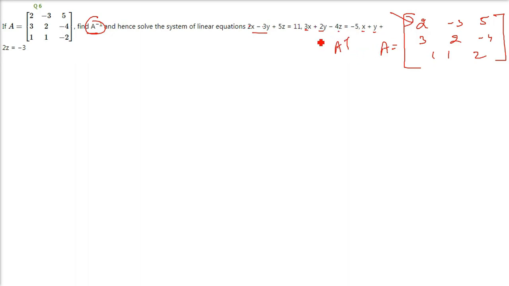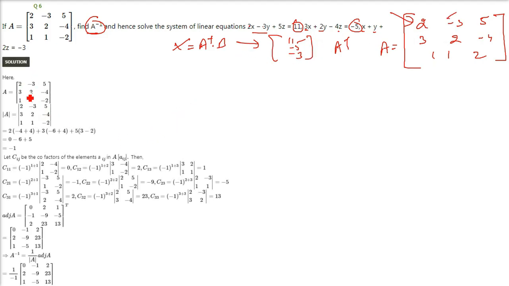I hope you will be able to find out the A inverse, because X is equal to A inverse B. For A inverse, we have to find out what B will be. Let me write it here. It is 11. I'm writing B now: 11, negative 5, and then minus 3. So just take the inverse of this A, multiply it with B, and you will get the solution.